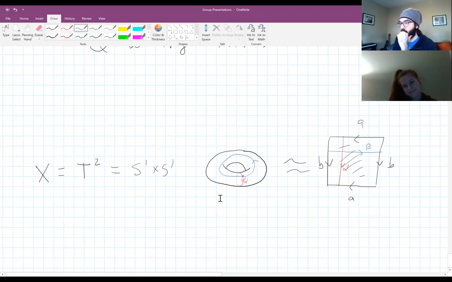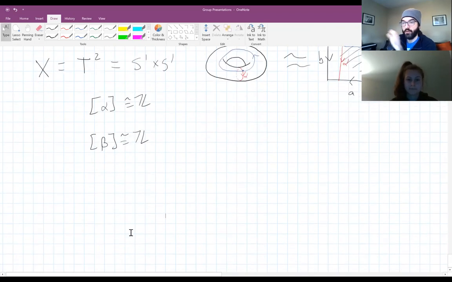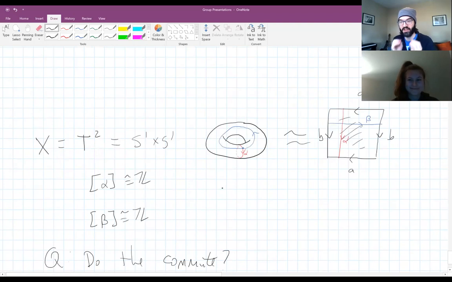Now, we could do the same thing. We could do the class of alpha, and that's just going to be isomorphic to the integers. We could do the class of beta. That's going to be isomorphic to the integers. And so the question again is the same question you had before: is it Z plus Z? So the question is, do they commute? Now we're getting to the nitty gritty stuff.